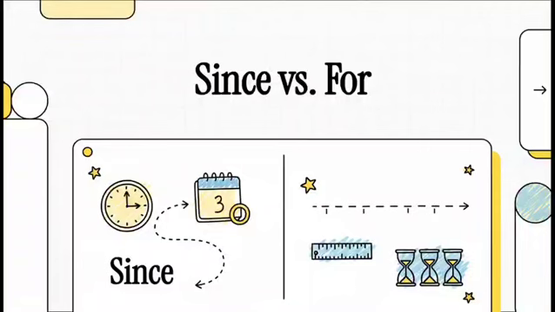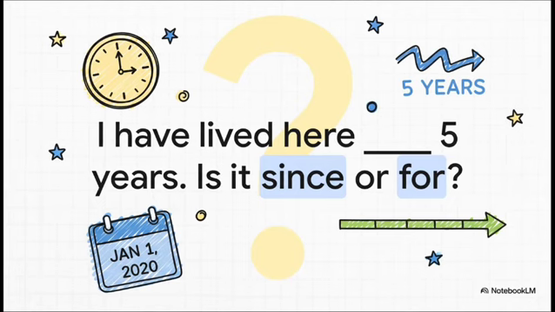All right, let's talk about two little words that cause a ton of headaches in English: since and for. They seem so simple, but they trip up just about everyone. But don't you worry, because by the end of this, you're going to be using them like a pro. Let's get into it. So, does this look familiar?